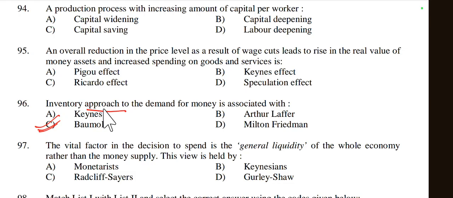Then Keynes is associated with liquidity preference theory, which emphasizes the role of interest rate in the demand for money. And Arthur Laffer is known for the Laffer curve, which relates to the tax rate and tax revenue, not directly linked to the demand for money. And Milton Friedman developed the quantity theory of money and emphasizes the role of money supply, but not specifically the inventory approach. So the inventory approach is related with W.J. Baumol. So option C is right here.